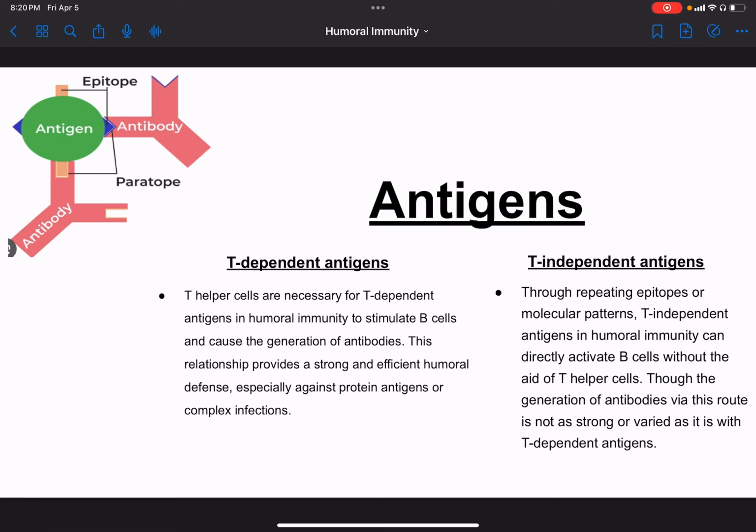As for antigens, we have several different types, one of them being T-dependent antigens and T-independent antigens. As for T-dependent antigens, T helper cells are necessary in humoral immunity to stimulate B cells and cause their generation of antibodies. This relationship provides a strong and efficient humoral defense, especially against protein antigens or complex infections. As for T-independent antigens, through repeating epitopes or molecular patterns, T-independent antigens in humoral immunity can directly activate B cells without the aid of T helper cells. The generation of antibodies via this route is not as strong or varied as it is with T-dependent antigens.